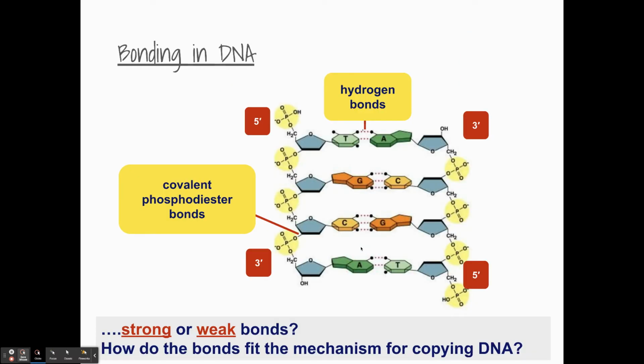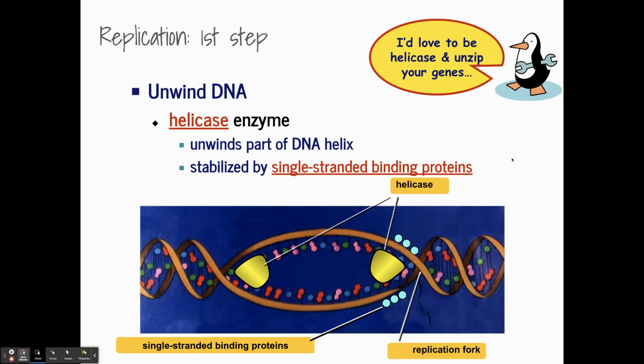As we see, here's our bonding in DNA. We have our hydrogen bonds located in the middle, which are weak, whereas the outside is held with our covalent bonds, which are strong. So the first step in replication is we unwind the DNA and we use helicase. Helicase, anything that ends in -ase, is an enzyme. Helicase is the enzyme that unzips and unwinds DNA.